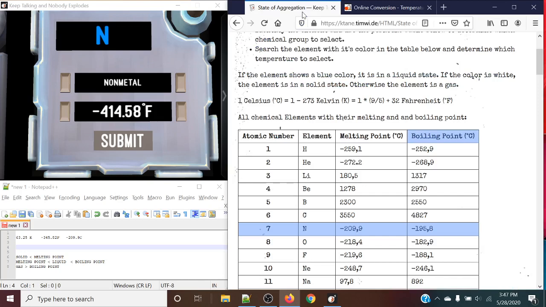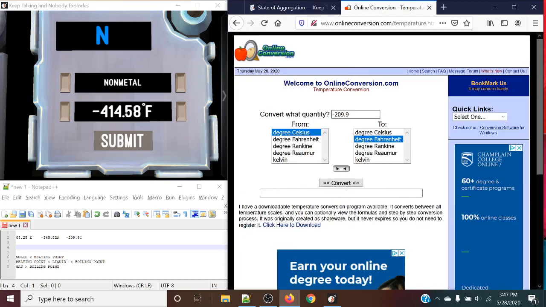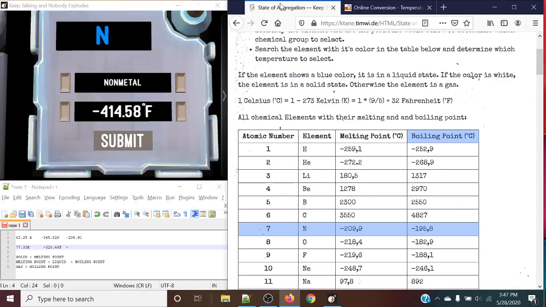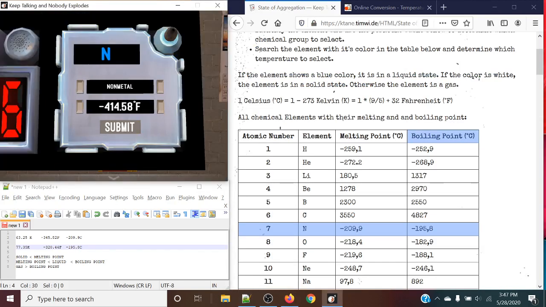And then next up, our boiling point is negative 195.8. Convert that to Fahrenheit, or Kelvin first. That's going to give us 77.35 Kelvin. Fahrenheit, that will give us negative 320.44 Fahrenheit. And then negative 195.8 Celsius. So let's find a temperature that's in between these two ranges.